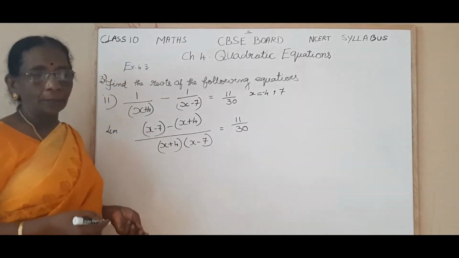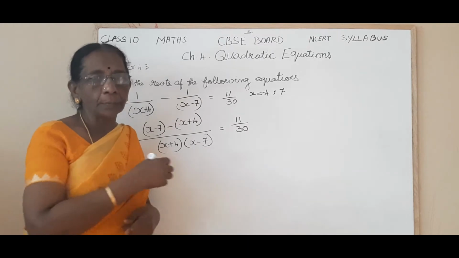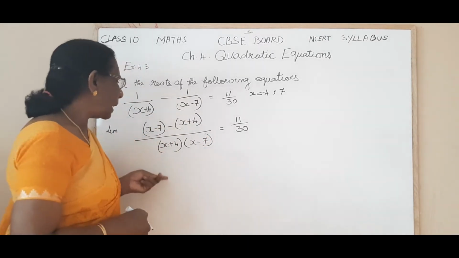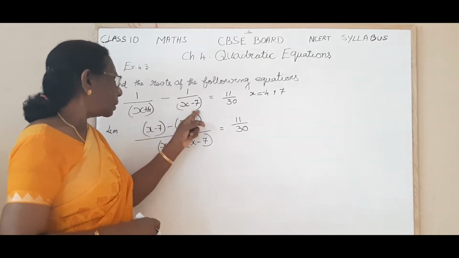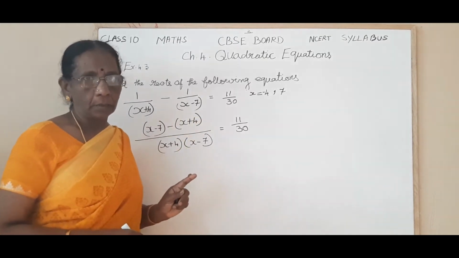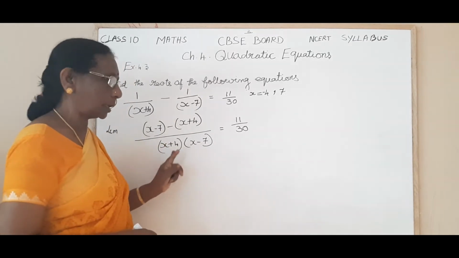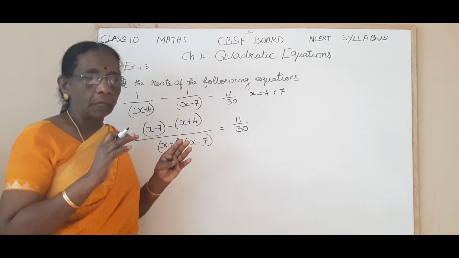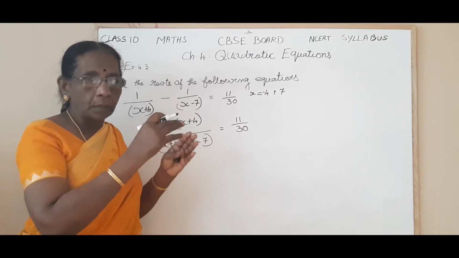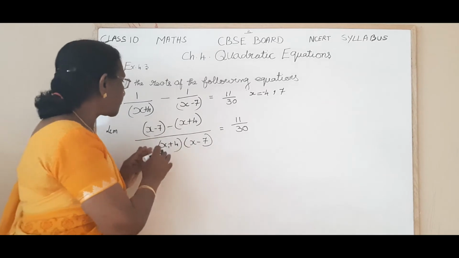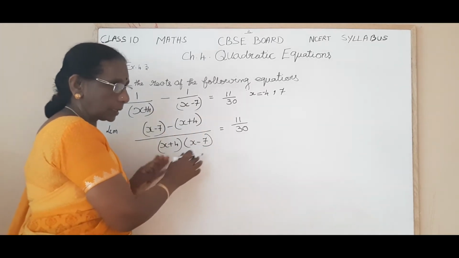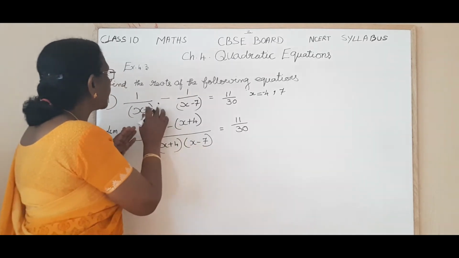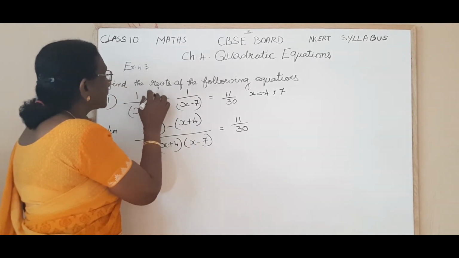So in the previous sum we had only x, so we just multiply all the terms by x and we simplified that. But here we have two linear polynomials. So what should you do? There also we have taken it as a LCM, and we multiply all the terms by x. But here also we are taking this as LCM. What is the meaning of taking LCM? Then you have to multiply this by x plus 7.